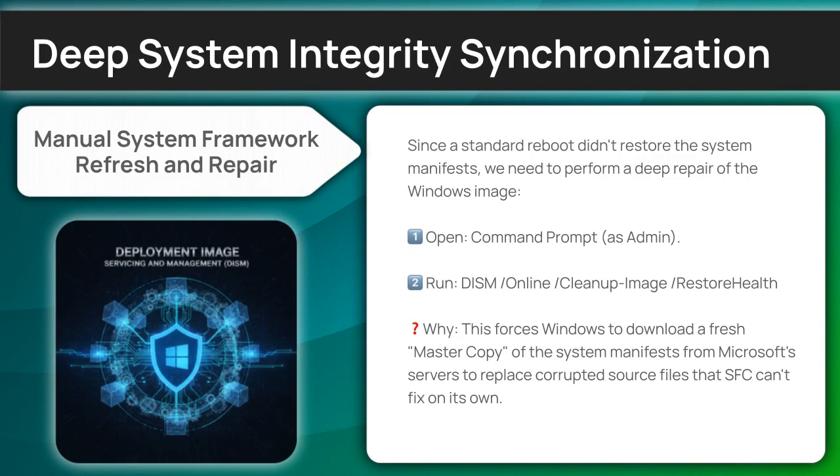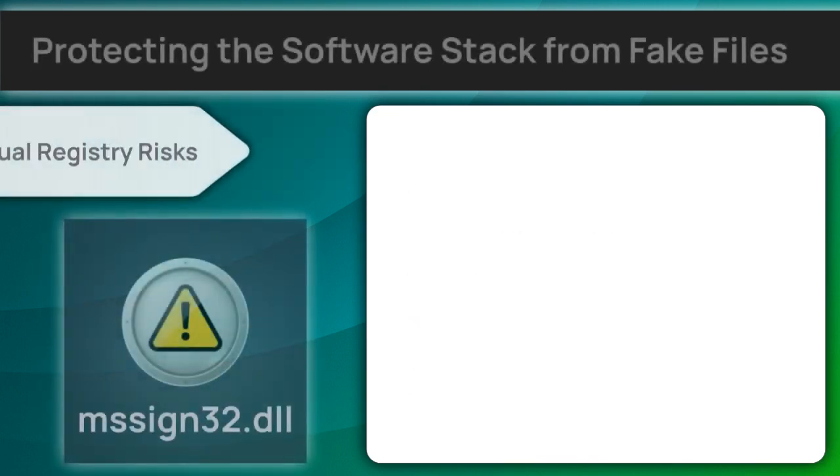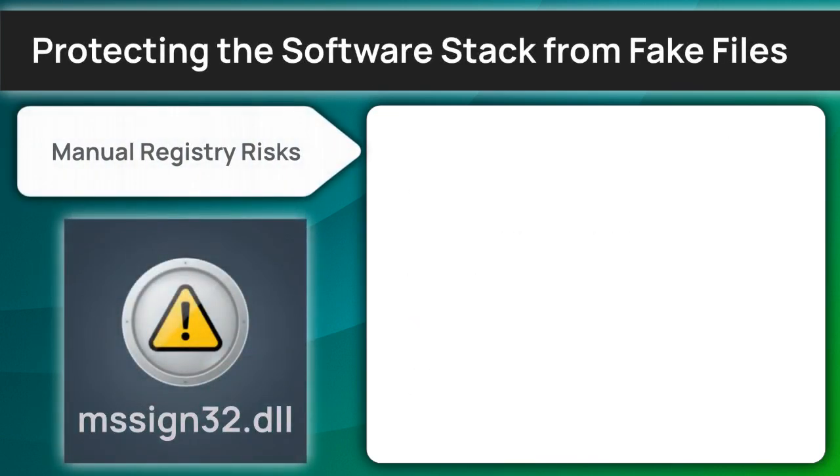Since a standard reboot didn't restore the system manifests, we need to perform a deep repair of the Windows image. First, open command prompt as admin. Second, you're going to type DISM /online /cleanup-image /restorehealth, then hit enter. Why are we doing this? Well, this forces Windows to download a fresh master copy of the system manifests from Microsoft servers to replace corrupted source files that SFC can't fix on its own. To avoid future system conflicts, there is one specific security trap we should discuss.